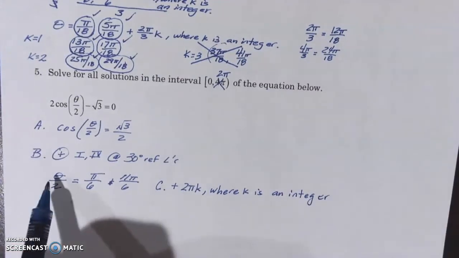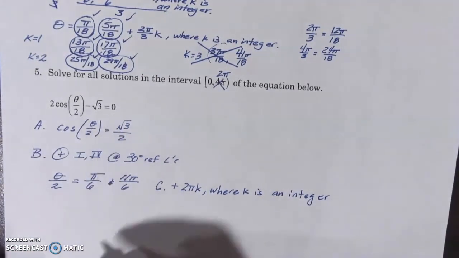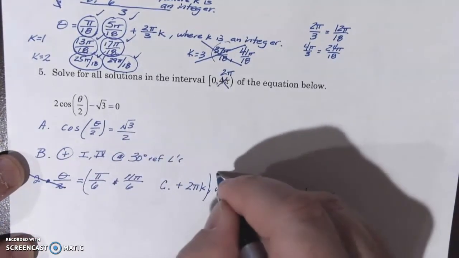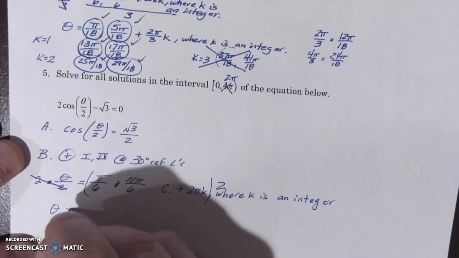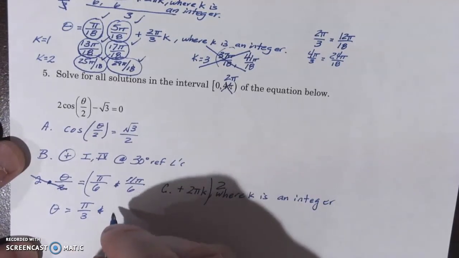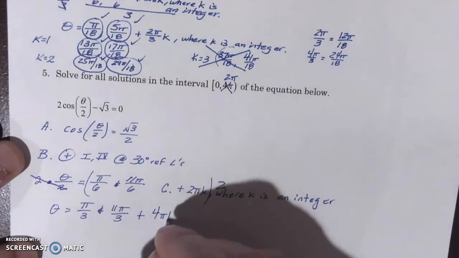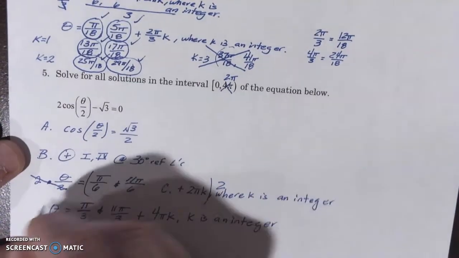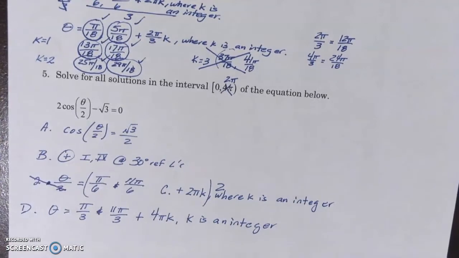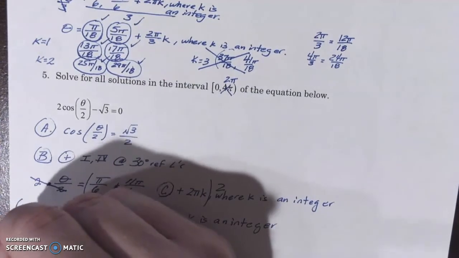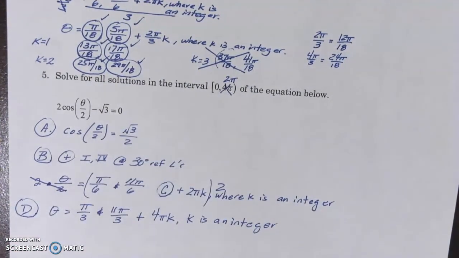Okay. Normally we solve for theta. Here we're solving for theta over 2. So let's multiply both sides by 2 to get the theta by itself. I'll multiply all of this by 2. So theta equals pi over 3 and 11 pi over 3 plus 4 pi k, where k is an integer. That's step D of our process. So we got step A, we got step B, we added that 2 pi k, step C. We then solved for theta using algebra.